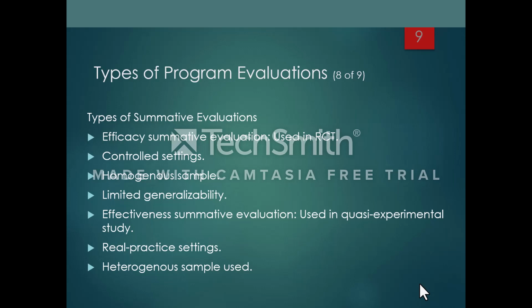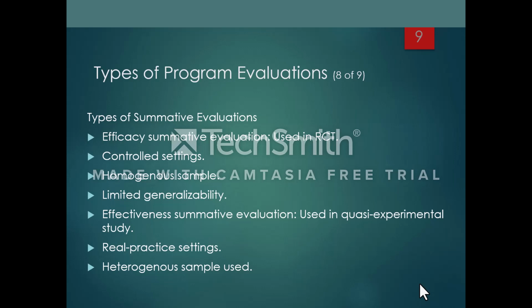So, this is an experimental design where people are randomly assigned to a treatment or control condition. They can also be used in a controlled setting. So, this evaluation is used to provide evidence of the impact of a program delivered in a controlled setting. The evaluation seeks to maximize the effect size of the program by recruiting homogeneous, highly motivated samples. However, the generalizability of the findings of this evaluation to real practice settings is limited.